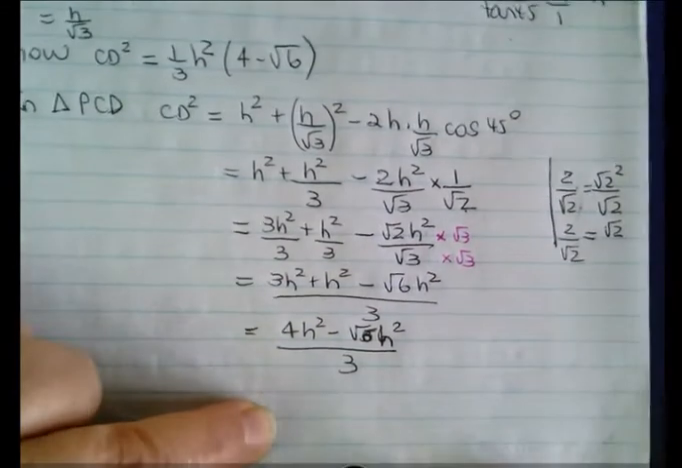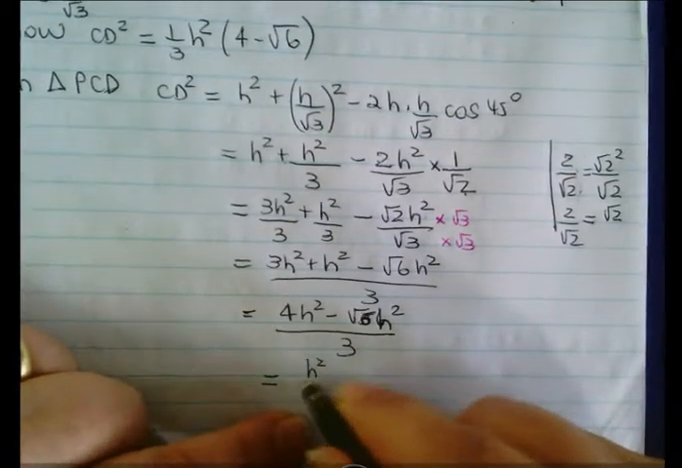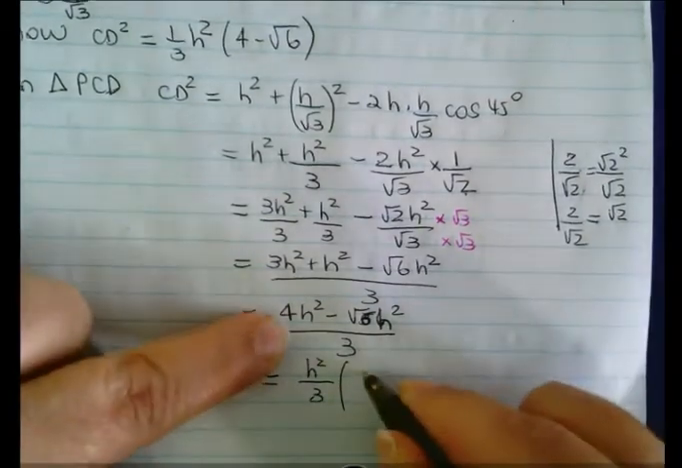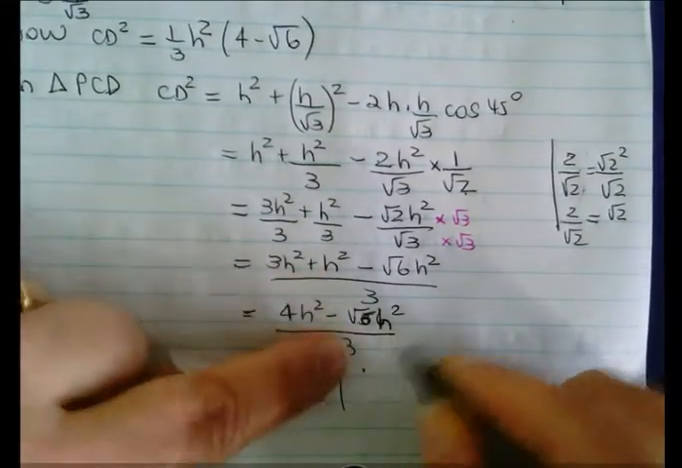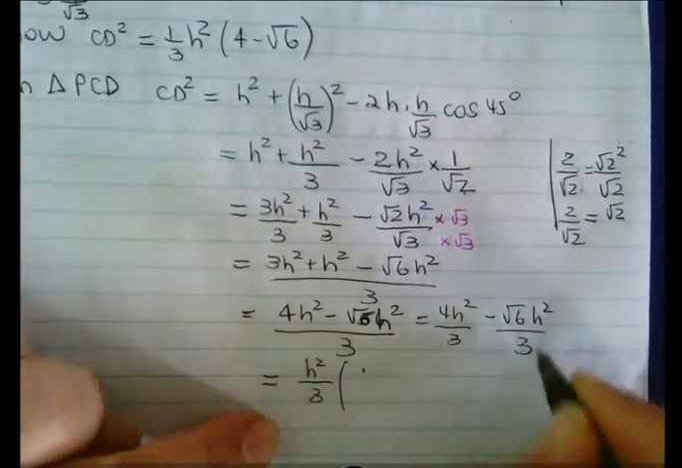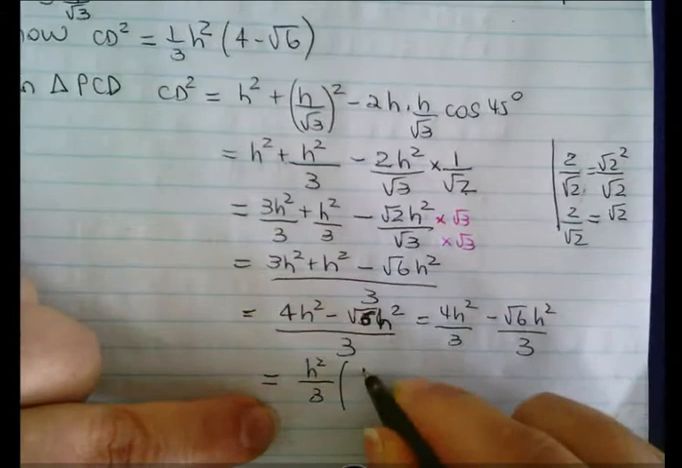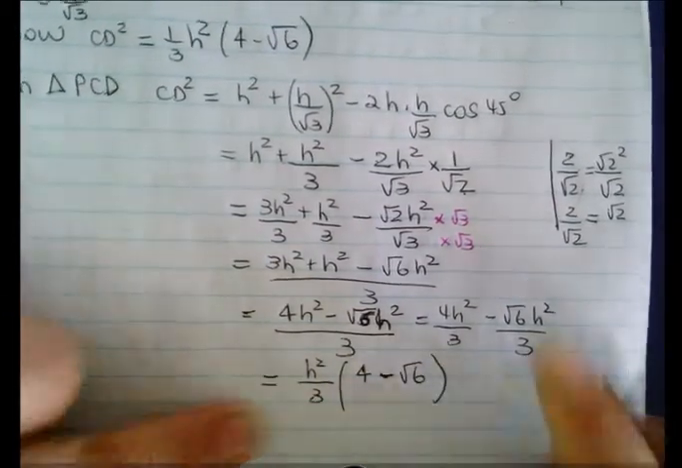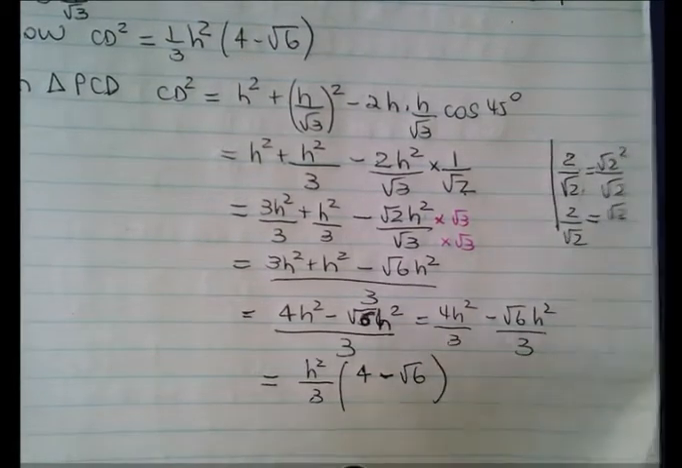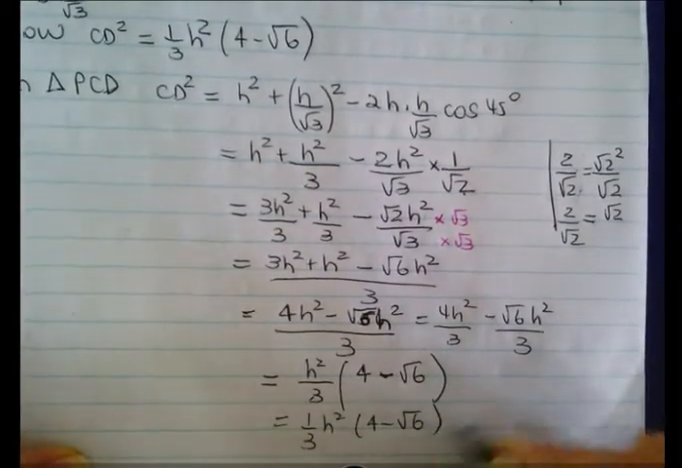squared over 3? And now my common factor is h squared over 3, like it's a denominator. So this really is 4h squared over 3 minus root 6h squared on 3. That's really what it is. So it's h squared on 3 times 4 minus root 6, which is a third. H squared on 3 is a third times h squared. Okay? Which is 1/3 h squared, 4 minus root 6. Okay?